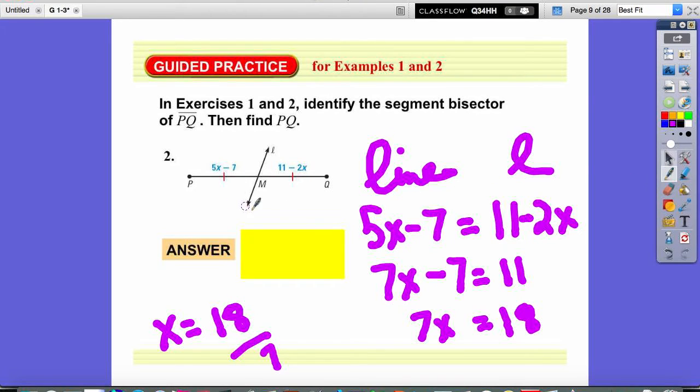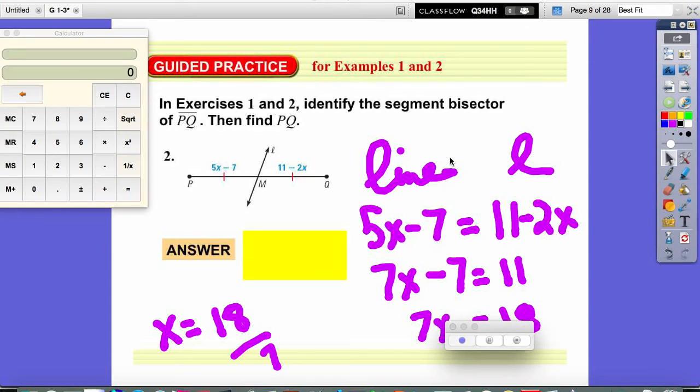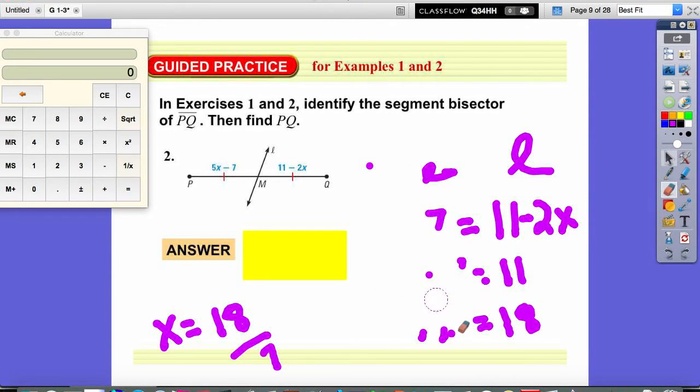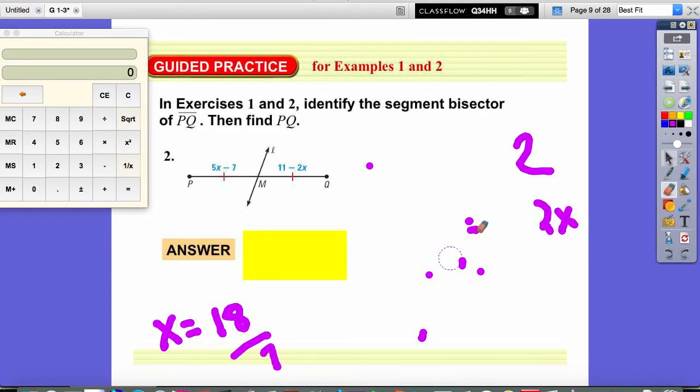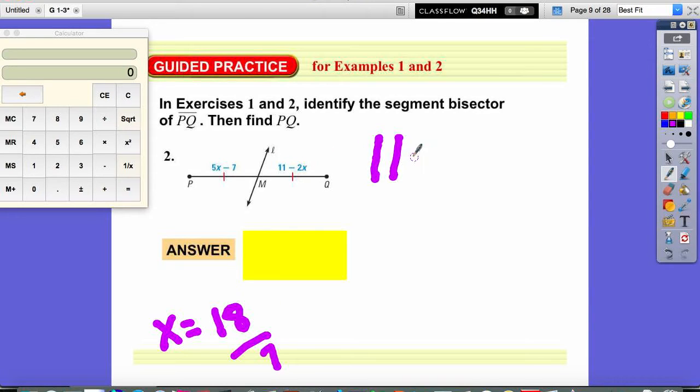I then want to find the length of the entire PQ. So now that I found out that x is equal to 18 sevenths, this is getting a little messy, but I can deal with it. I'm going to erase this part over here. And I'm going to find PQ. So I need to find one side and then multiply it by 2. I'm going to use 11 minus 2x. So 11 minus 18 times 2 is 36 over 7.